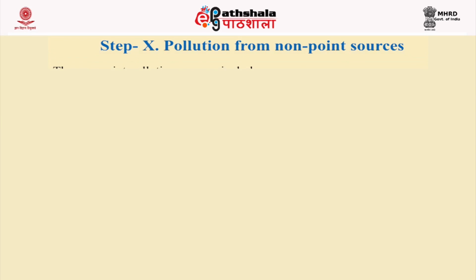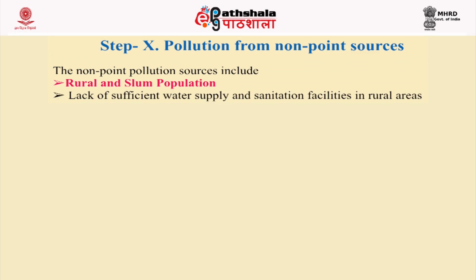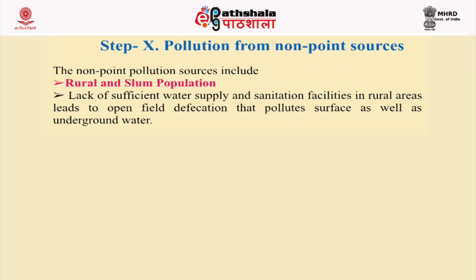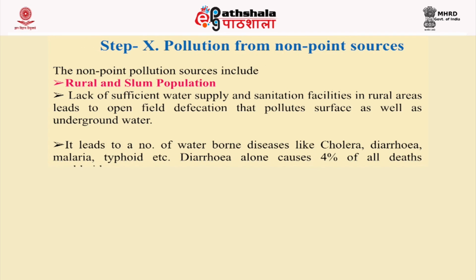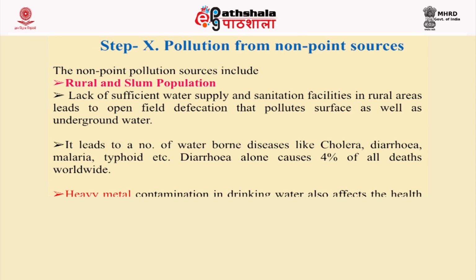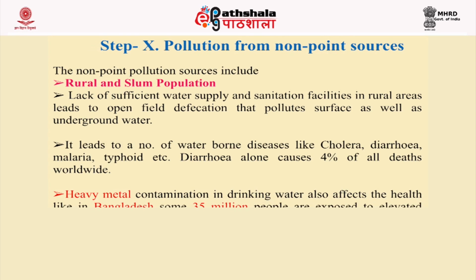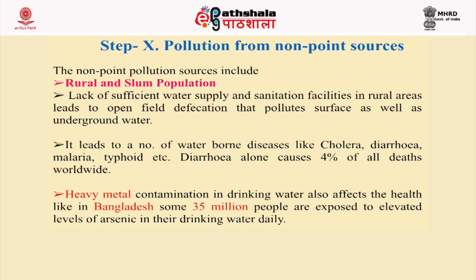Step 10 is pollution from non-point sources. The non-point pollution sources include rural and slum population. The lack of sufficient water supply and sanitation facilities in rural areas leads to open field defecation that pollutes the surface as well as groundwater. It leads to a number of waterborne diseases like cholera, diarrhea, malaria, typhoid, etc. Diarrhea alone causes 4% of all deaths worldwide.